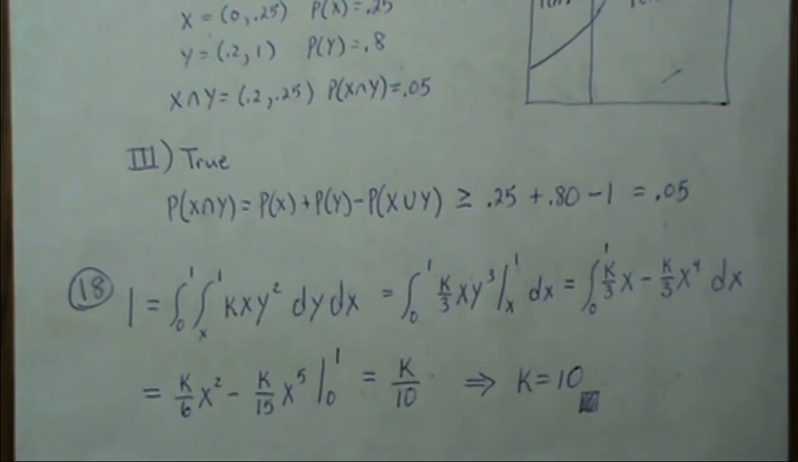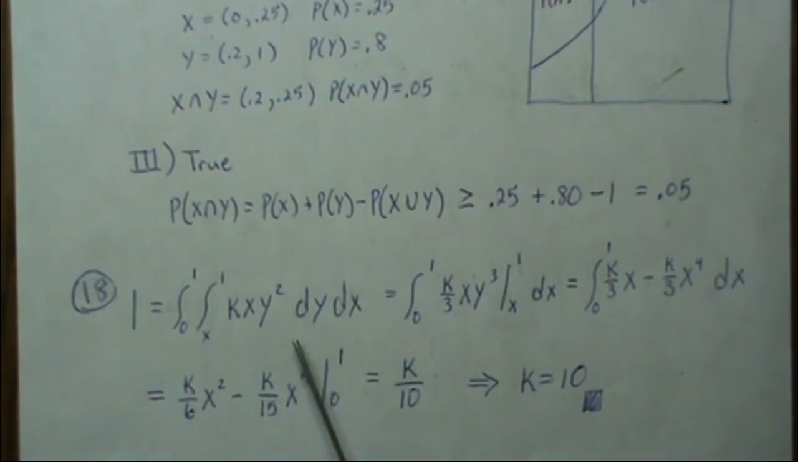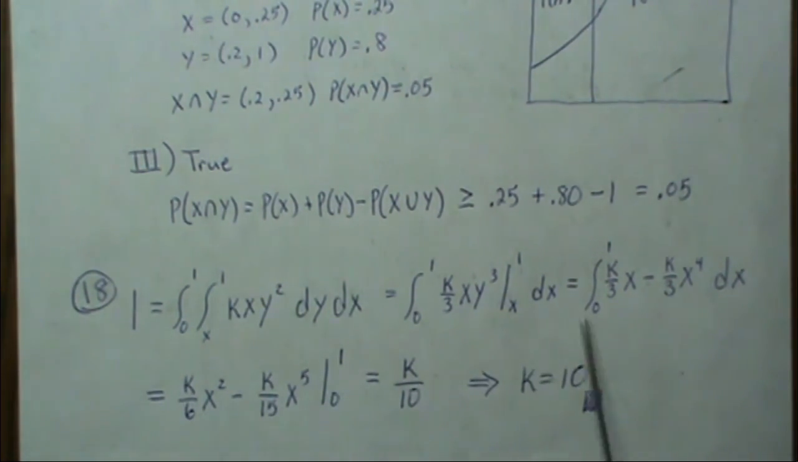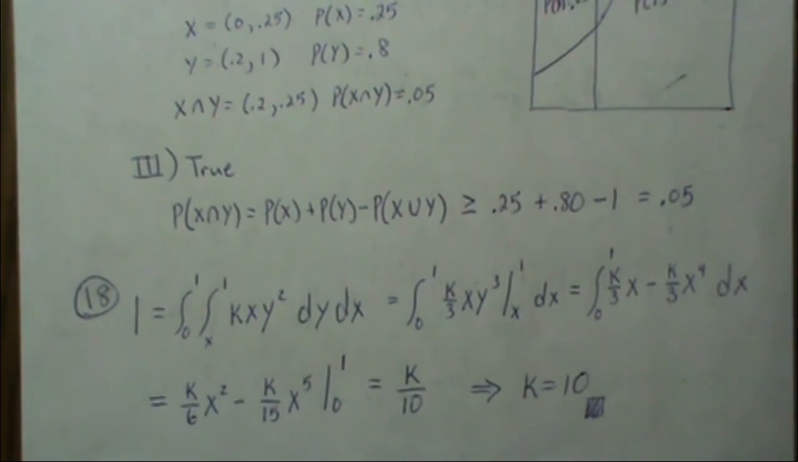we want to find the value of k that makes that a density. So we know that it's a density, that's what they tell us, and it has to integrate to 1. And the region is, if we integrate y first, it goes from x to 1, and then x goes from 0 to 1. And this is just standard integration. So integrate y first, you get y cubed over 3, plug in the limits of integration. Integrate with respect to x. Plug in our limits of integration, we get k over 10, and then that must equal 1, so that implies that k is equal to 10.